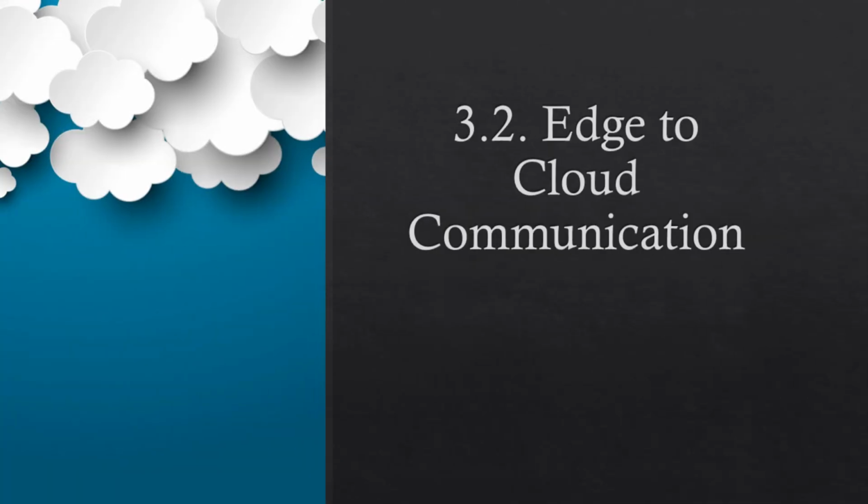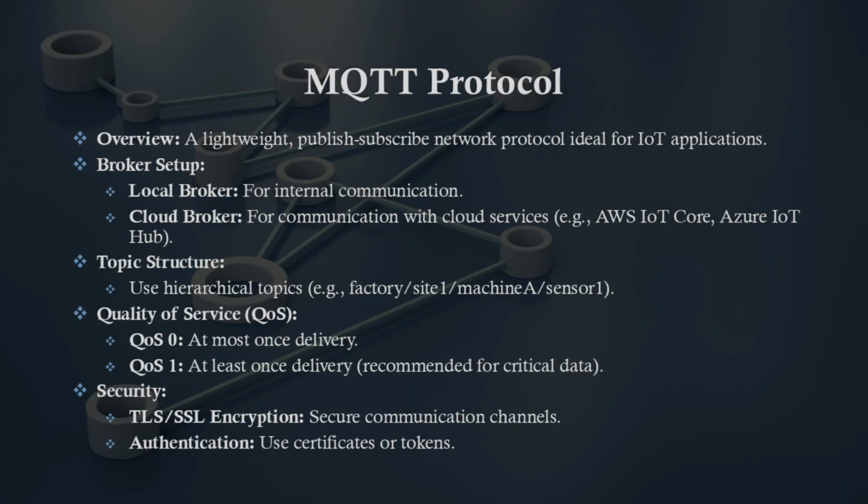Moving on to edge-to-cloud communication, we utilize the MQTT protocol, a lightweight, publish-subscribe network protocol ideal for IoT applications. Broker setup. We set up an MQTT broker to manage message distribution. This can be a local broker on the edge device for internal communication and a cloud broker, such as AWS IoT Core or Azure IoT Hub, for communication with cloud services.